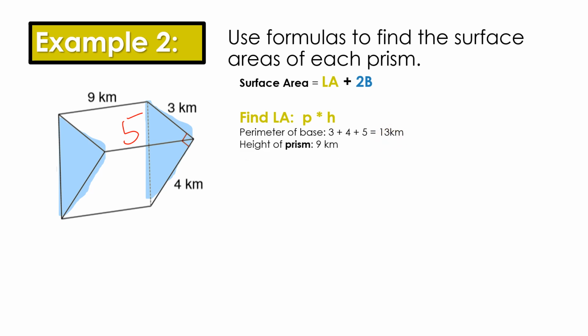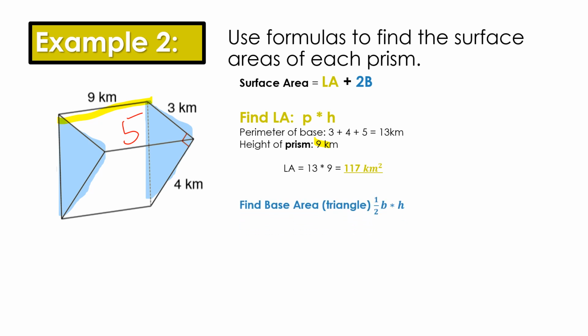And then the height of the prism, remember, we've got to be careful that the height of the prism connects the 2 bases. The height of the prism is going to be 9 kilometers, right? That 9-kilometer length. So when I'm trying to find the lateral area, I'm just going to do the perimeter, which is 13, times 9, which is the height, and my lateral area is 117 kilometers squared.